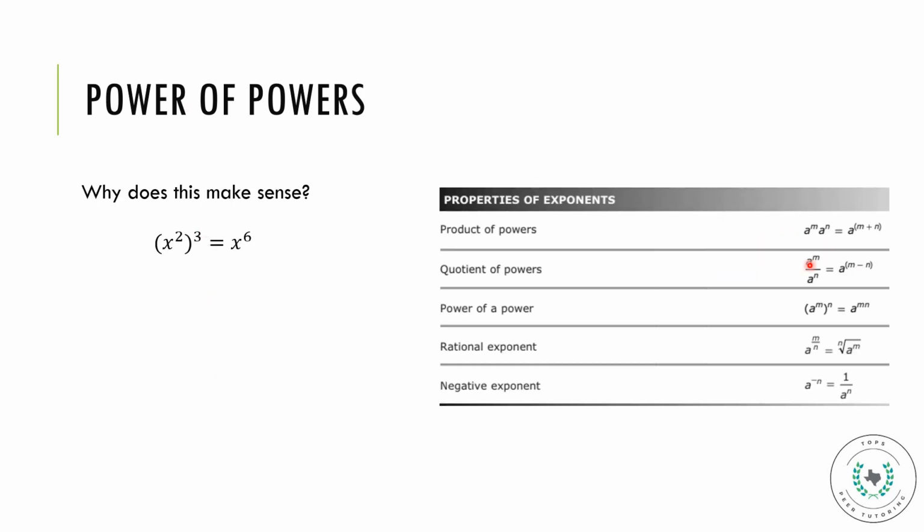Now, this says x to the power of 2, all done to the power of 3, equals x to the 6. So why does this make sense? Well, as you can see by the rule that we just learned, it's also right here on the third line of this exponential sheet. This x squared done to the power of 3 is the same thing as saying x to the power of 2 times 3. And then the 2 times 3 will give you 6.